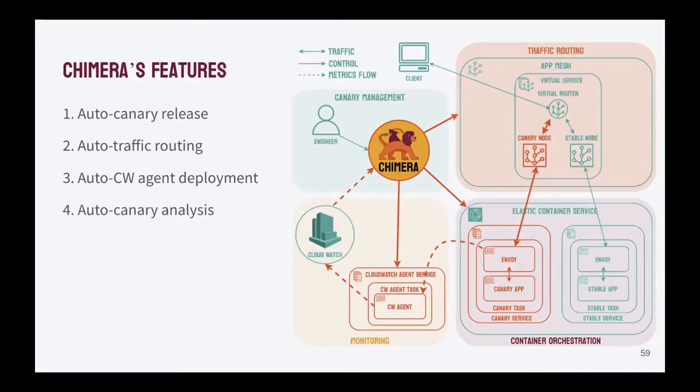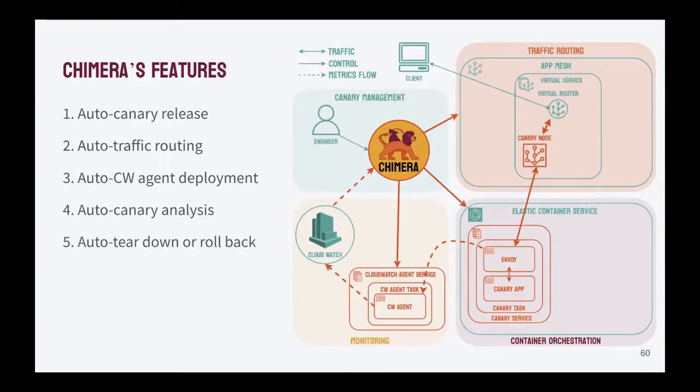Finally, by controlling App Mesh and ECS, Chimera also automates tearing down relevant infrastructure. So suppose the CANARY service succeeds and becomes the new stable version. In that case, Chimera automatically removes the old virtual node from the virtual router's routes, removes that virtual node, and removes the relevant ECS infrastructure. On the other hand, if the CANARY service fails, Chimera automatically ensures that all the traffic is routed back to the stable version and tears down all the CANARY-related infrastructure.